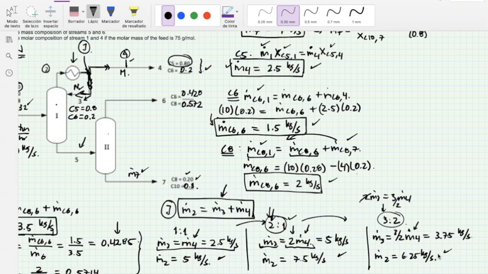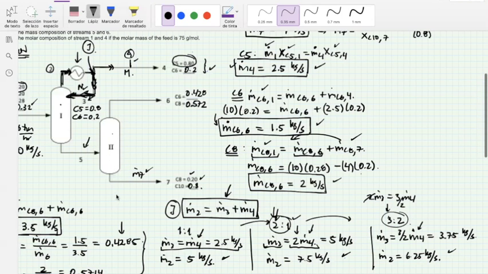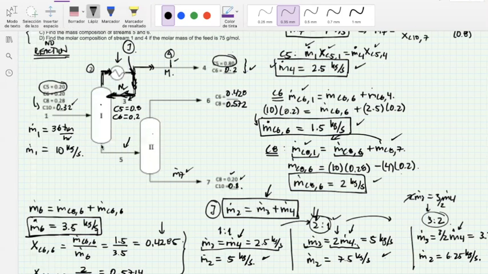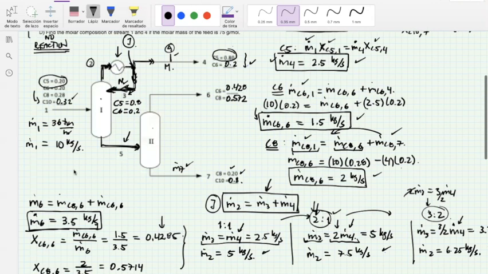It makes sense, because if I start to put more stuff into stream 3, this guy will need to take out more stuff. And take a look at this. Although I haven't found anything about M5 yet, I will prove to you that M5 is fixed. It's not dependent on whatever is happening at this recycling point. Let's see.